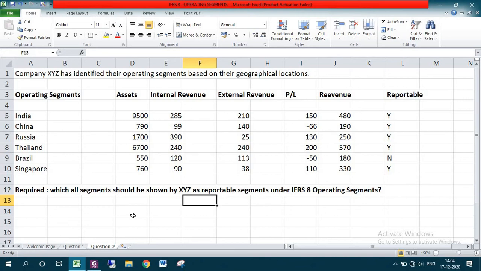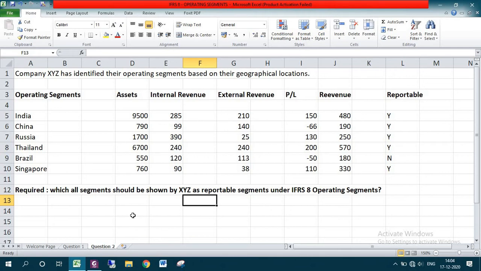I guess we don't have to do any aggregations for XYZ. There is no information given about that, so no need to worry. We'll directly see which are the reportable segments. That's all. So we will check the criteria one by one. Which are the criteria for being classified as a reportable segment? First one is the assets should be 10% or more. Let's see which country has that. So I'm just going to make the countries in bold which satisfy the criteria.